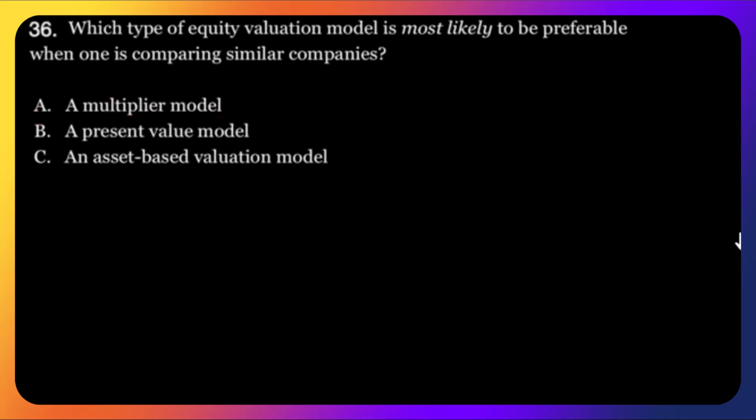Which type of equity valuation model is most likely to be preferable when one is comparing similar companies? A multiplier model, a present value model, or an asset-based valuation model? Well, when you're comparing companies, a multiplier model.